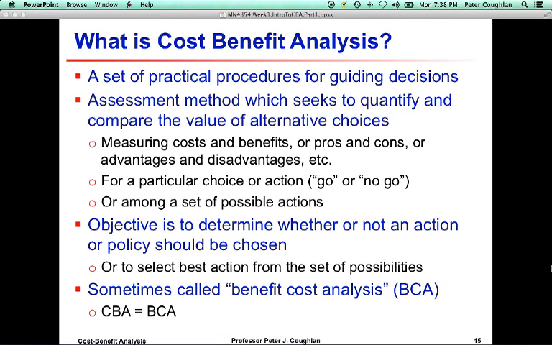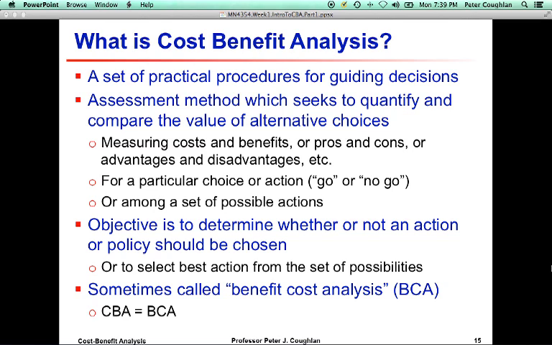So first of all, cost-benefit analysis is a set of procedures. It's a process. It's a system. It's a methodology. It's an approach to making a decision. It's an approach to creating an input to that decision to hopefully guide better decision making. And the idea is it's a method to quantify along some measure the various choices before you and then to compare them along that measurement.